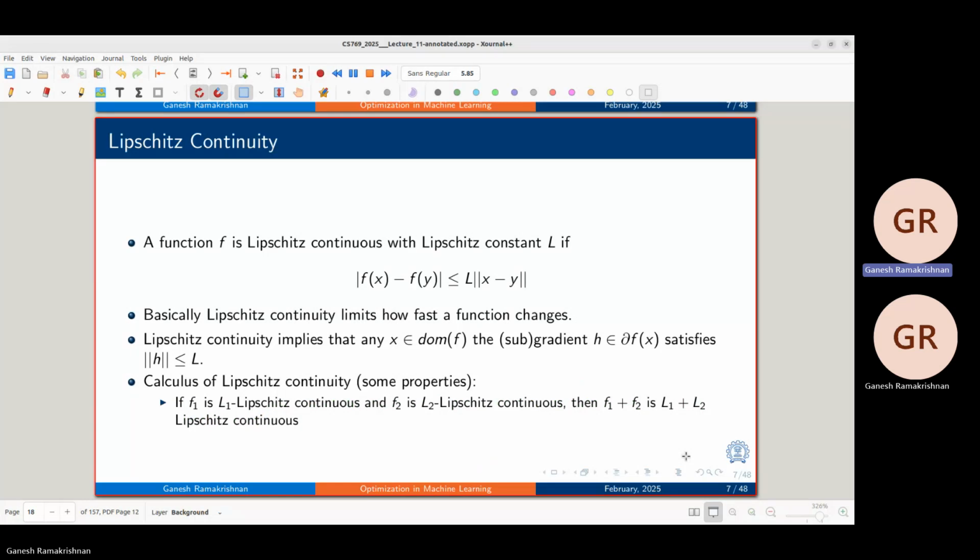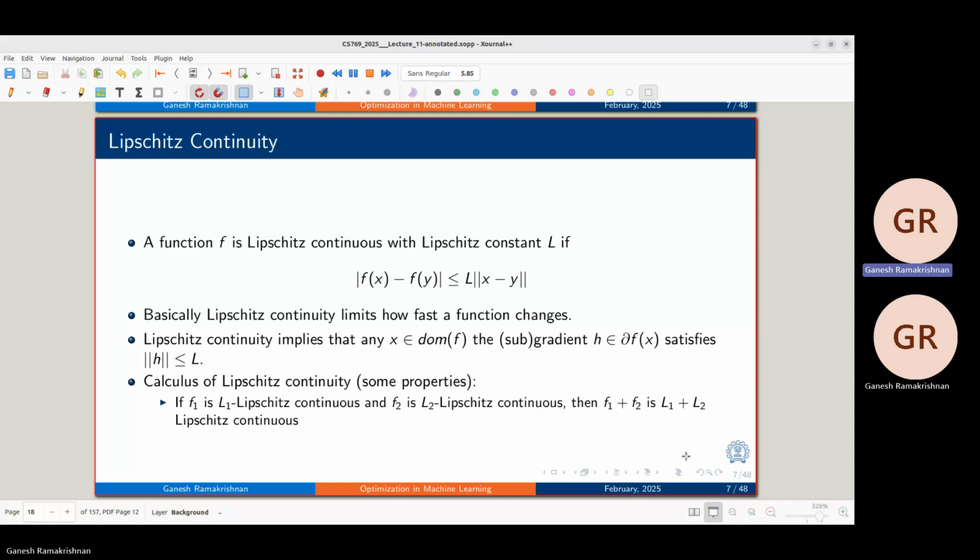Compositions. Can you say something? Compositions, f of g. How about composition? The rate of change of a function composed with another function which has a particular rate of change. Product. But why are we jumping away from composition? All the cases that we considered earlier. So composition, is it tricky? Does it generalize?